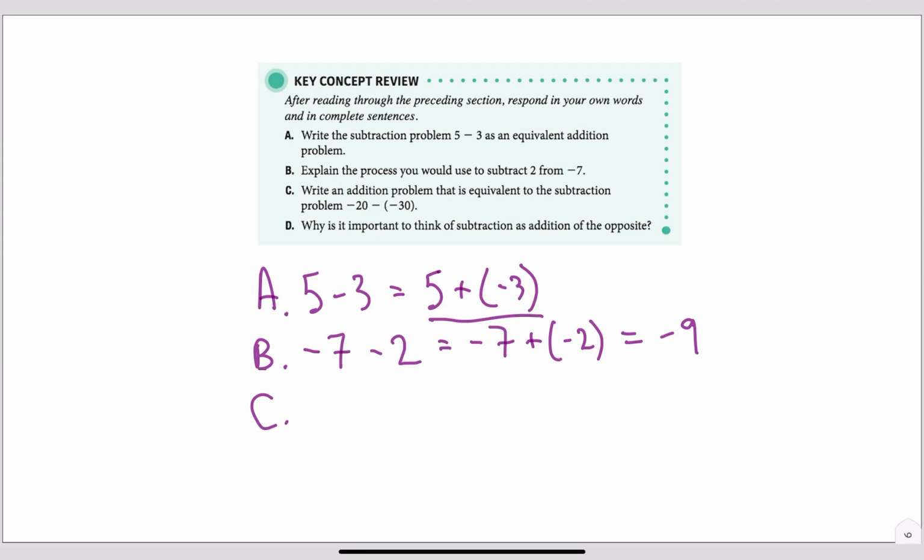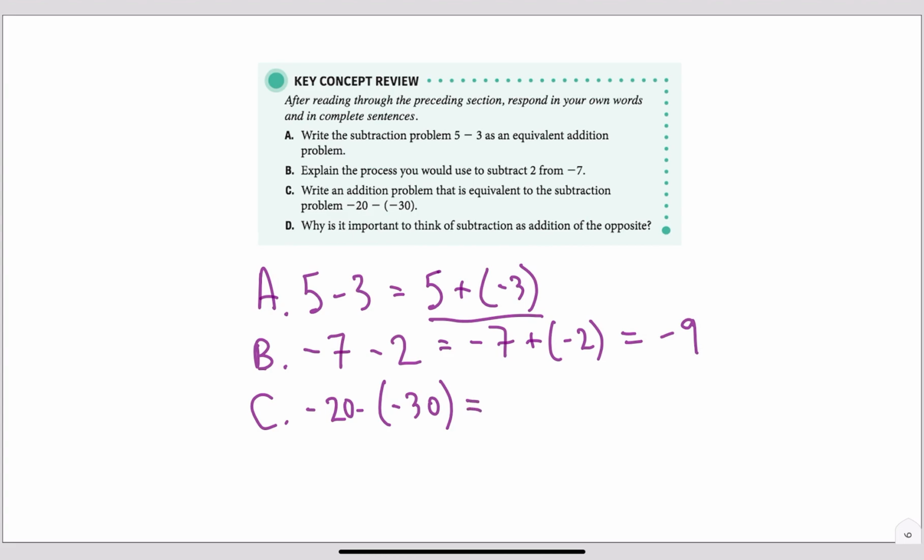All right, C, write an addition problem that is equivalent to the subtraction problem negative 20 minus negative 30. Negative 20 minus negative 30. Okay, I'm not sure about that. But we don't actually have to find the answer. We just have to write an equivalent addition problem to the subtraction problem.